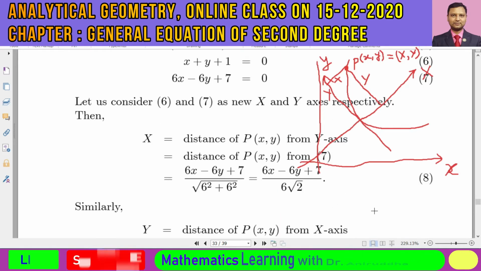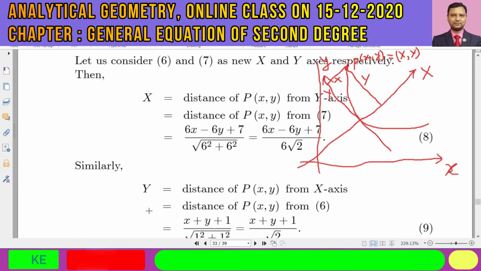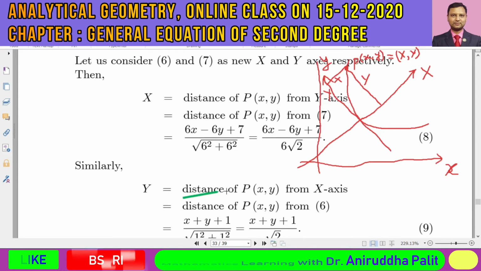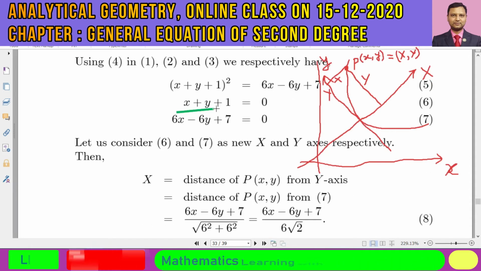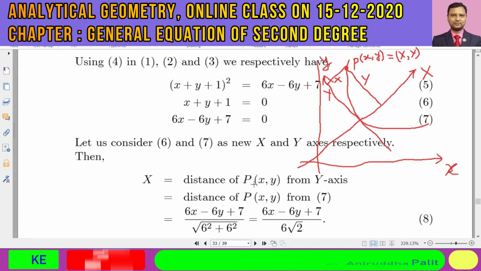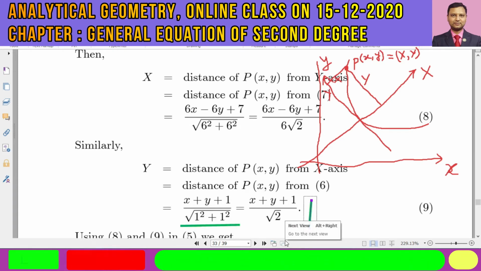Okay, now similarly over here we compute the expression of capital Y. Capital Y is equal to the perpendicular distance of the point P from the x-axis. So what is the x-axis? This straight line is actually our x-axis. So we can compute the perpendicular distance. That is x plus y plus 1 divided by root over of 1 square plus 1 square, that is x plus y plus 1 divided by root over of 2.